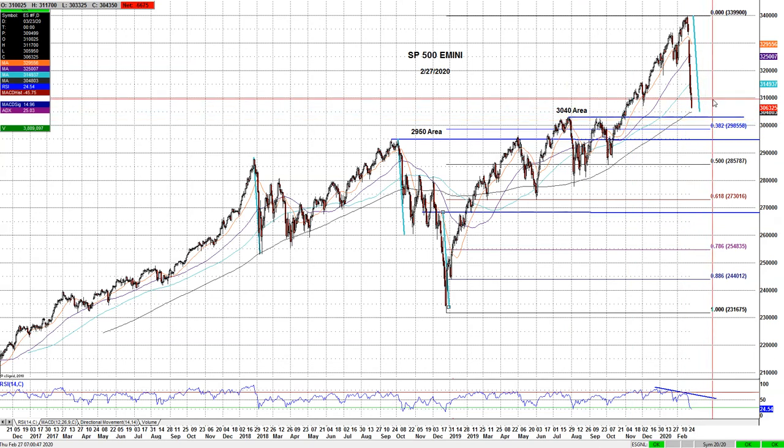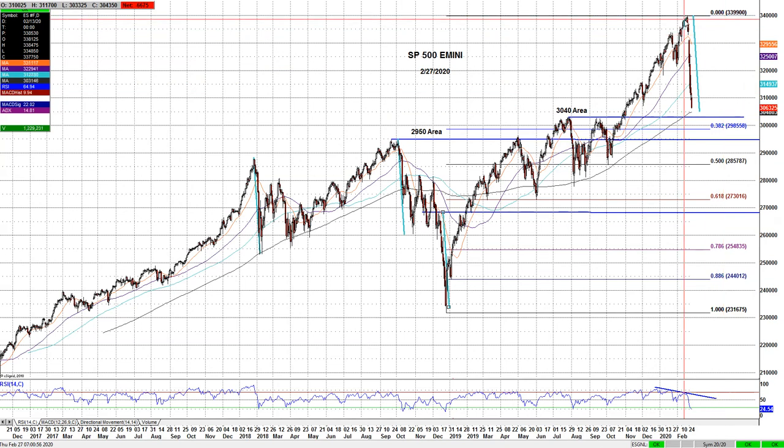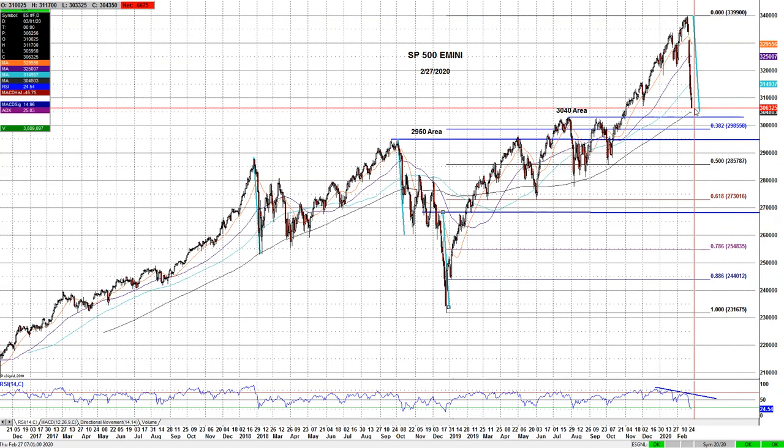So now what to look for? What does that mean if this market finds support? Does it mean we're going to turn and come back up to new highs? In my opinion, I don't think that that's likely at this point because of so much damage done in such a short amount of time.